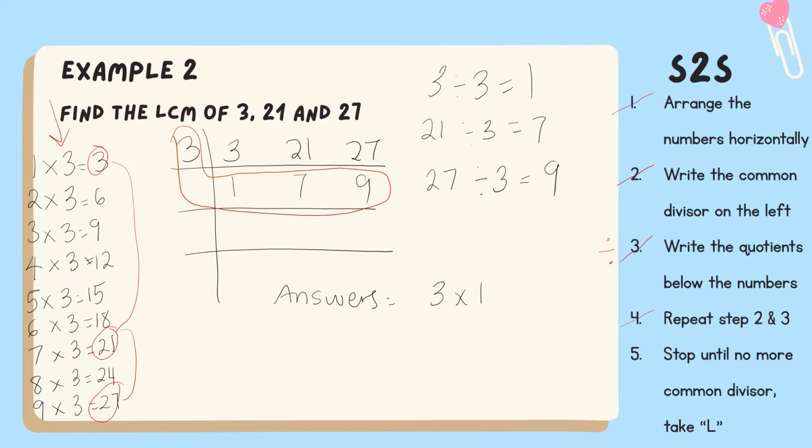Now, when we take the L, our answer is 3 times 1 times 7 times 9. So 3 times 1 is 3. 3 times 7 is 21. 21 times 9 is, let me just write it down there. Let's work on the side. 9 times 1 is 9. 9 times 2 is 18. So the answer is 189 as the LCM of 3, 21, and 27.